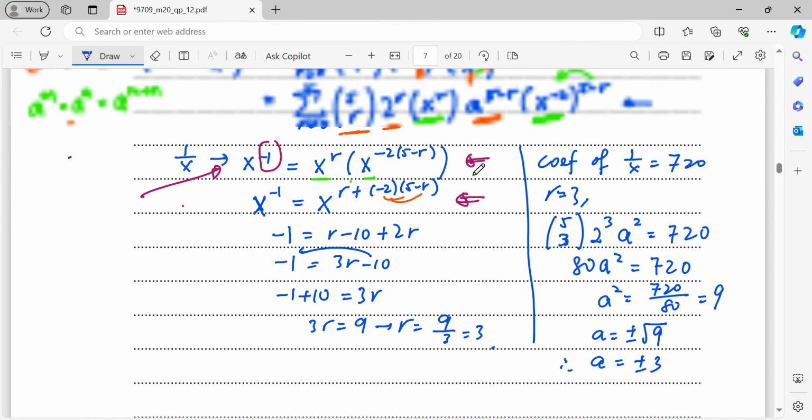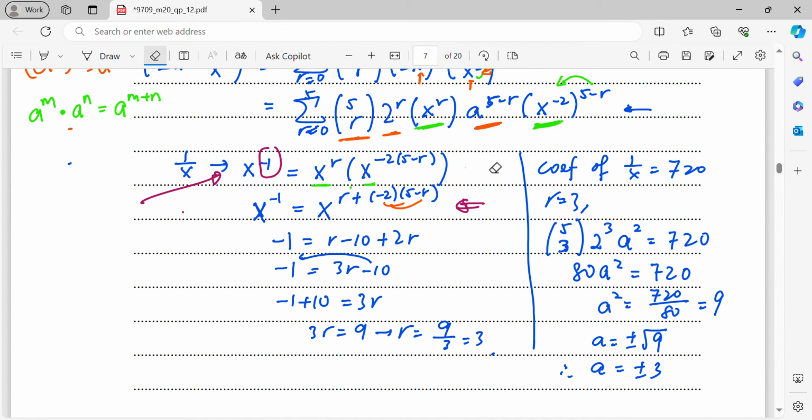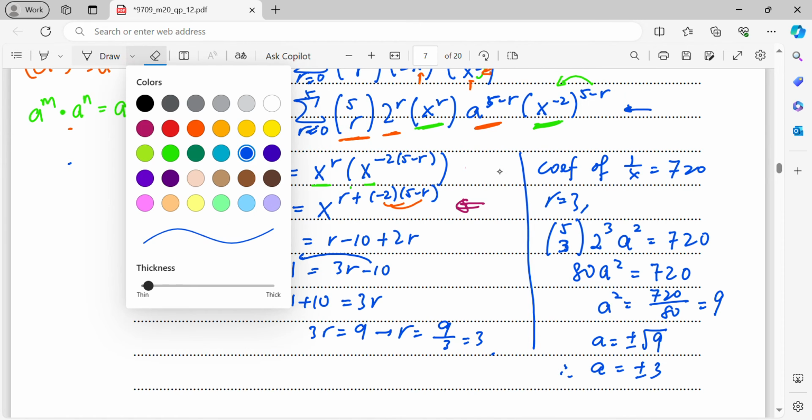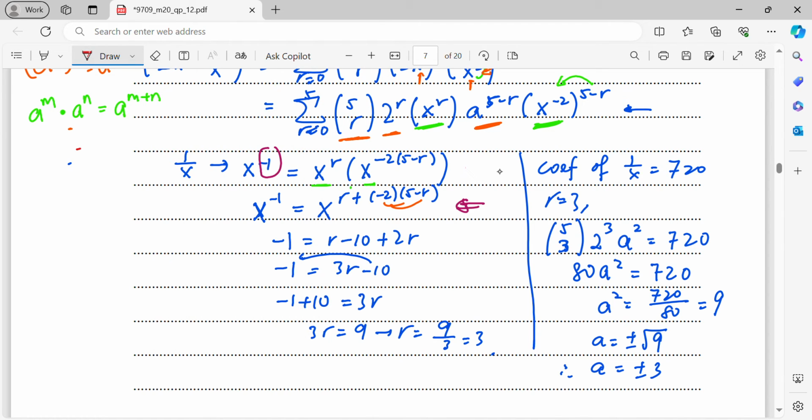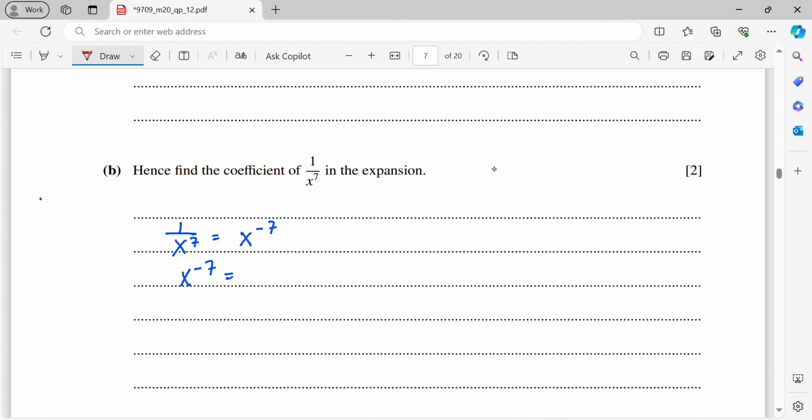equals to the arrow, refer to the arrow. X to the r minus 10 plus 2r. Okay, probably you can just refer to this one, just replace. So r minus 10 plus 2r. Right, so x r minus 10 plus 2r. So for the left hand side, I will just write minus 7. Right hand side, it will be 3r minus 10. Right, or probably if you want to do step by step, you should write r minus 10 plus 2r.